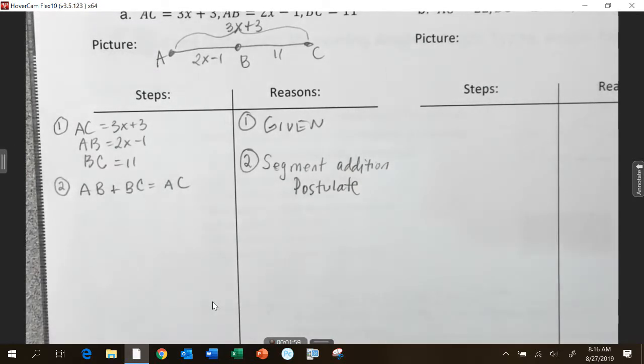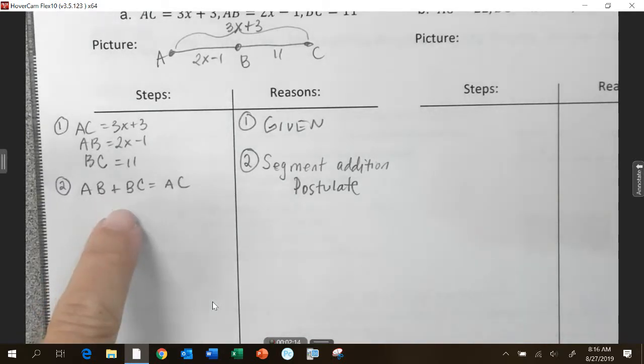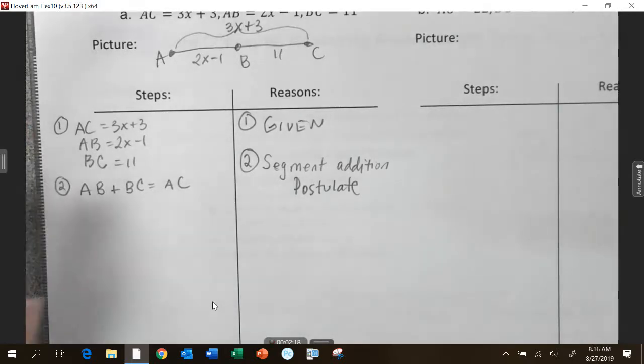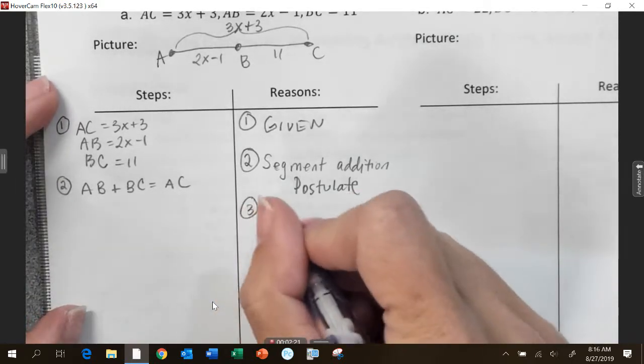Those of you that did your assignment and checked your assignment, what do we do next? Alex? Plug stuff in that we know into this equation, and what would our reason be? It's not going to be plug stuff in. What's it going to be? Substitution, right. So my next one is going to be substitution.